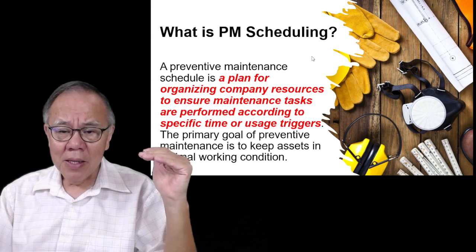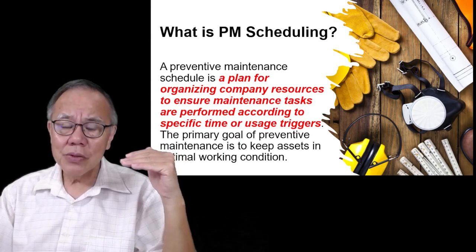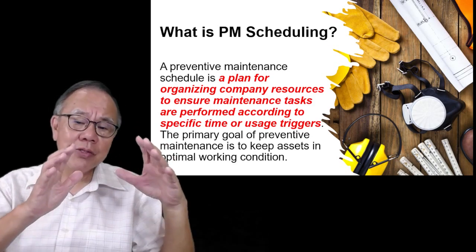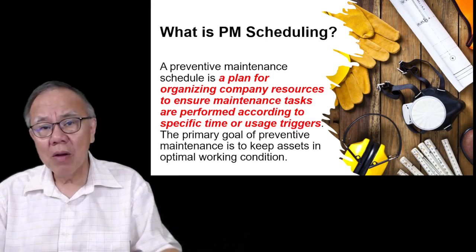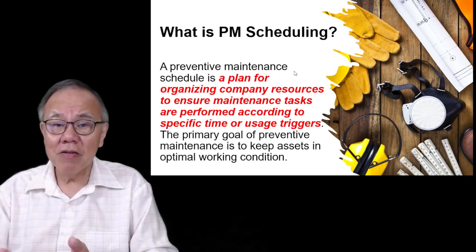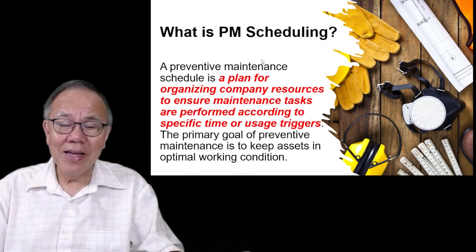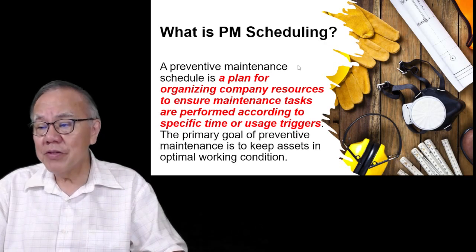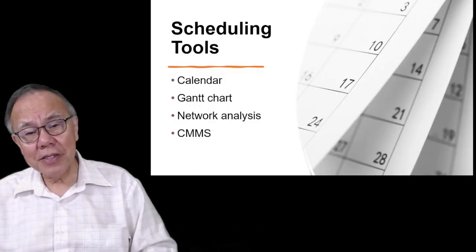The key word is that we have a plan that will trigger us at a specific time or usage. Usage means, just like your car, 5,000 kilometers. But in the case of machinery, we look at the months: every 3 months, every 4 months, or every month. Now, of course, for scheduling there are different scheduling tools.